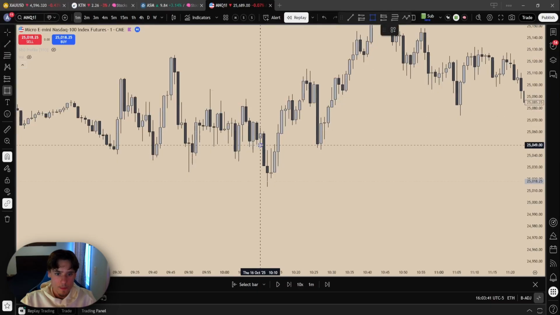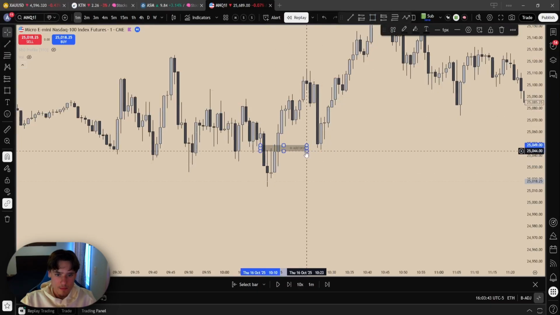Look at this one over here. Full body close past it. What does that mean? Now this is actually an inversion fair value gap. We'll leave that for another video. But now this is not a valid fair value gap.